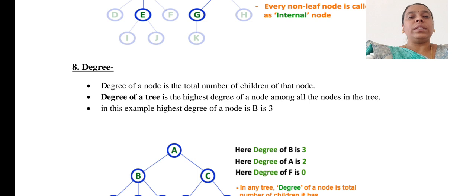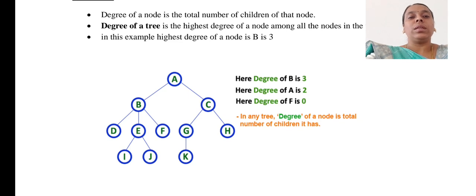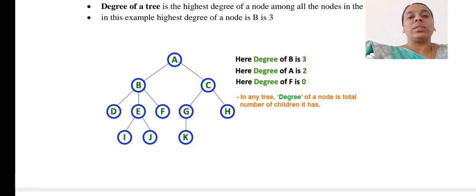The next one is the degree. The degree of a node is the total number of children of that particular node. The degree of the tree is the highest degree of a node among all the nodes in the tree. In this example, the highest degree is that of B, which is 3, because B has 3 children: D, E, F. What is the degree of A? That is 2. What is the degree of F? That is 0, because the F node does not have any child.